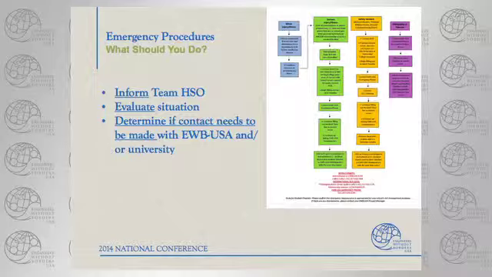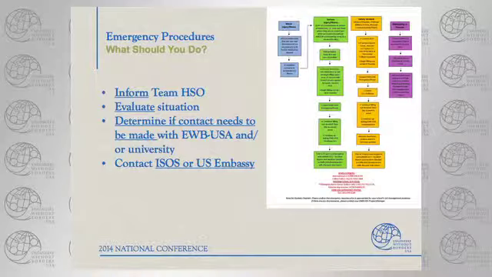Determine if contacts need to be made with EWB-USA. Again, for the assessment side, hopefully nothing happens out there that's going to really require a major issue. However, there are potential issues where you slip, you fall while you're walking around. These are the types of things you should be prepared for within your health and safety plan on the assessment trip.